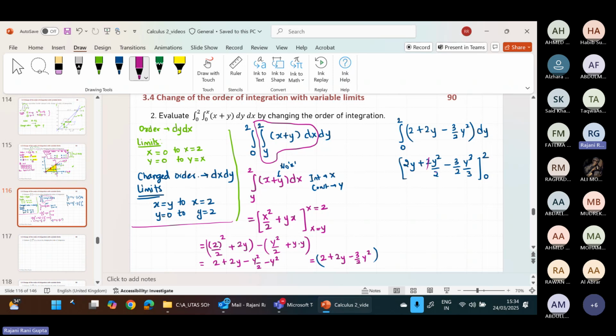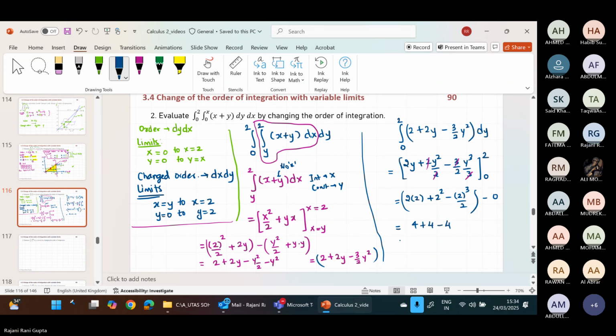So this 2 and 2 cancel. This 3 and 3 cancel, which on simplification gives you 2 times 2 plus 2 power 2 minus 2 power 3 over 2. This is when y is equal to 2. For lower limit, it will become 0. So you get 4 plus 4 minus 4, that is 4 as the final answer.